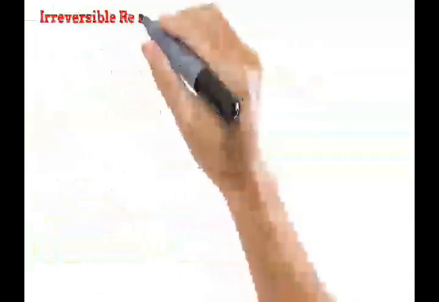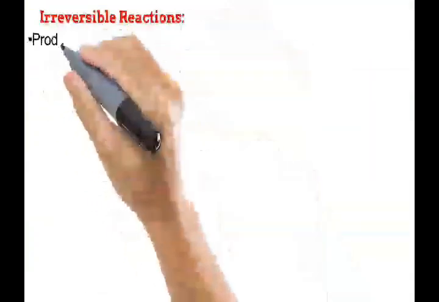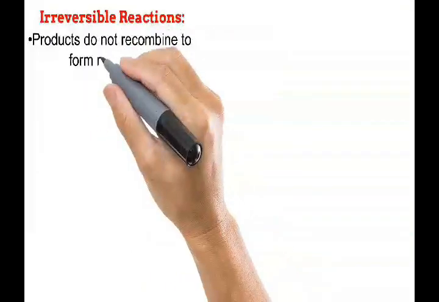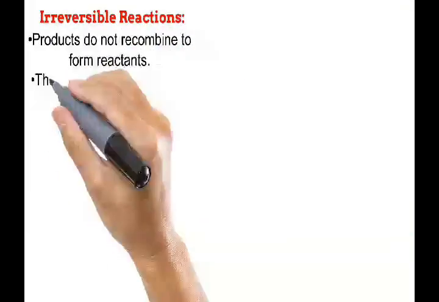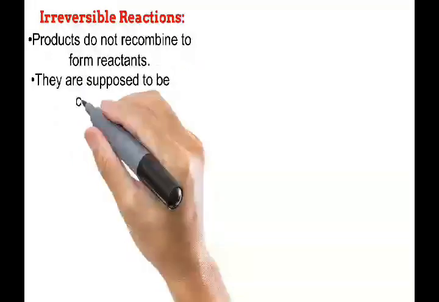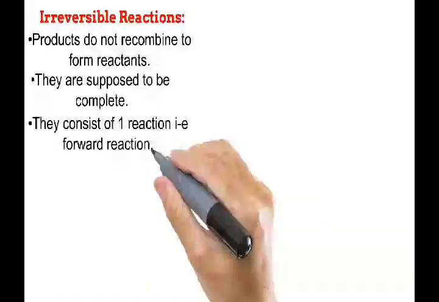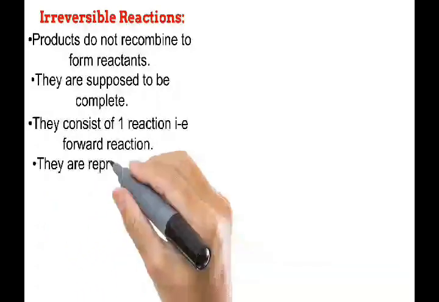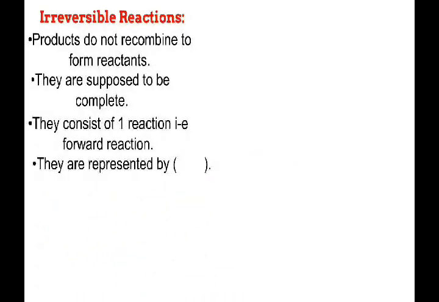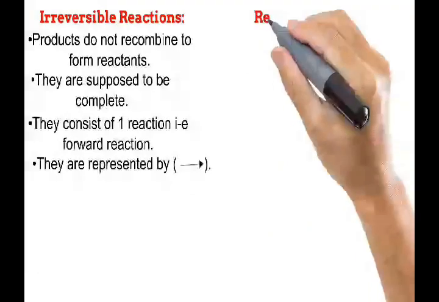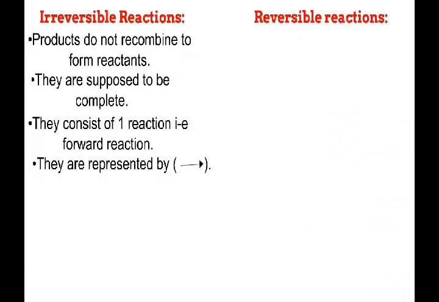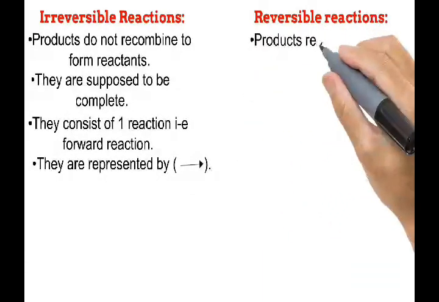Now we will see what are irreversible reactions. These are the type of reactions in which products do not recombine to form the reactants. Furthermore, these reactions always lead to completion. They consist of only one reaction, which is known as forward reaction, and these reactions are represented by a single arrowhead.